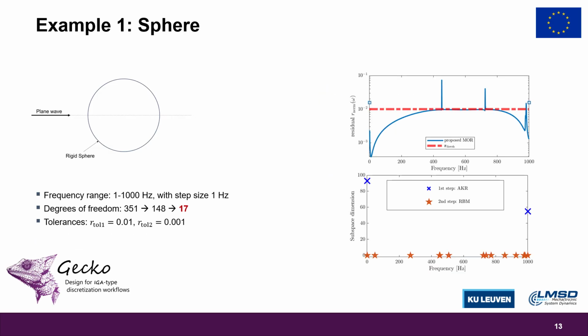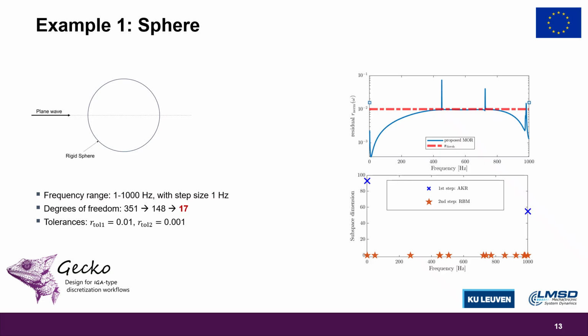So with our proposed two-step reduction method, we can reduce the degrees of freedom to 17 from 351 degrees of freedom, and we only need 3 full system assemblies for the construction of the reduction basis.